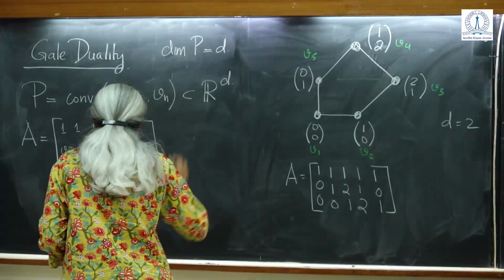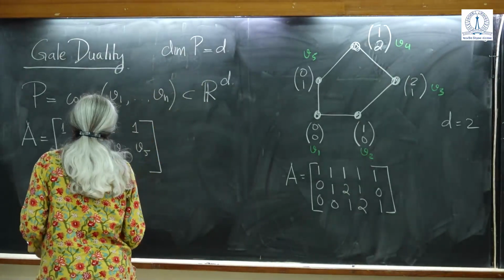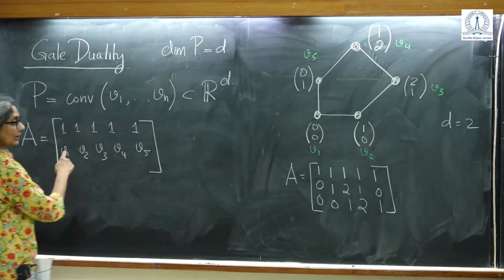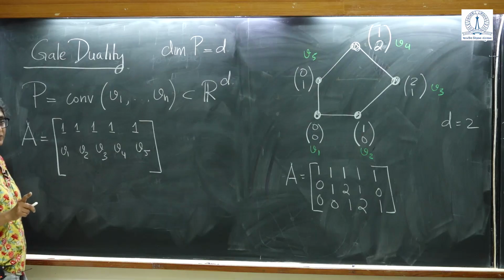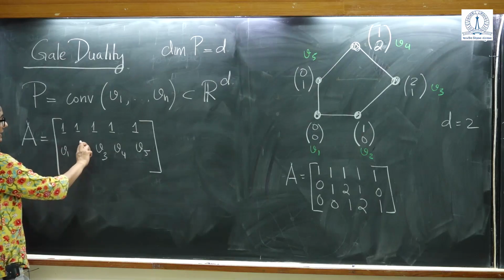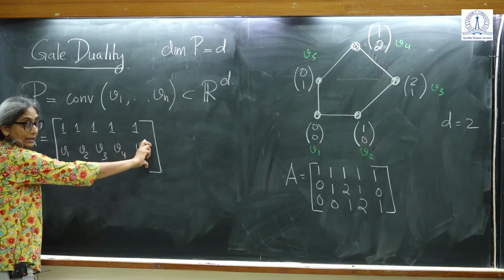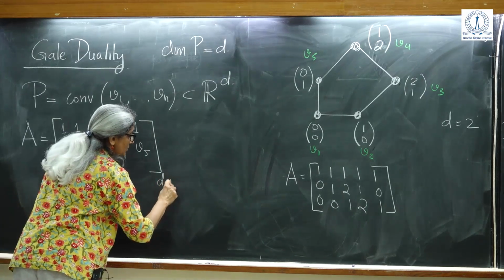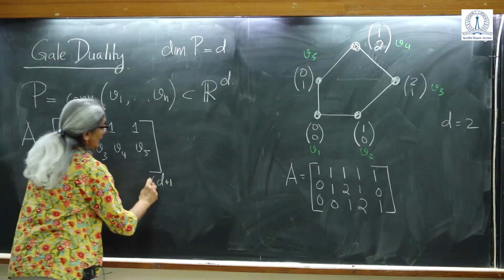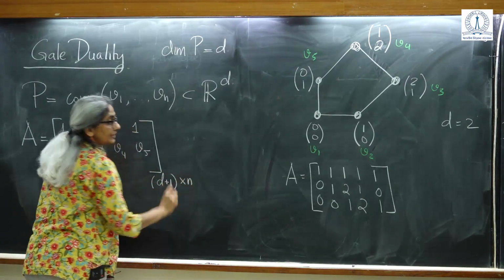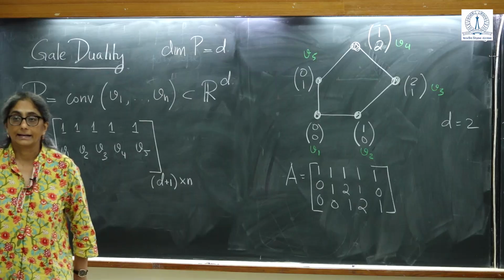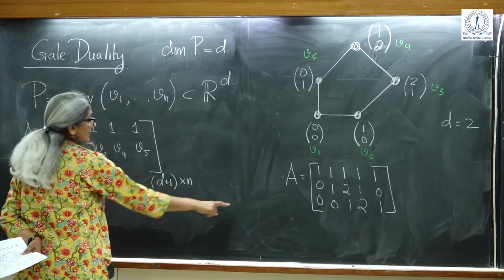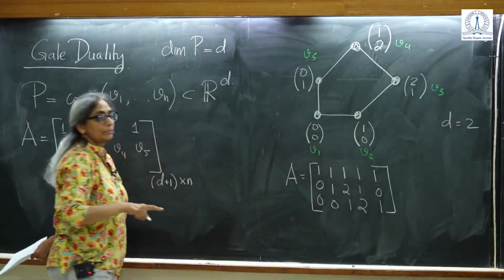So what do you think is the rank of this matrix? Let's count the number of rows and columns first. Each of these vi's is d-dimensional, but I have an extra 1. So that means the number of rows is d plus 1. Agreed? And the number of columns is the number of vertices. So this is d plus 1 by n.